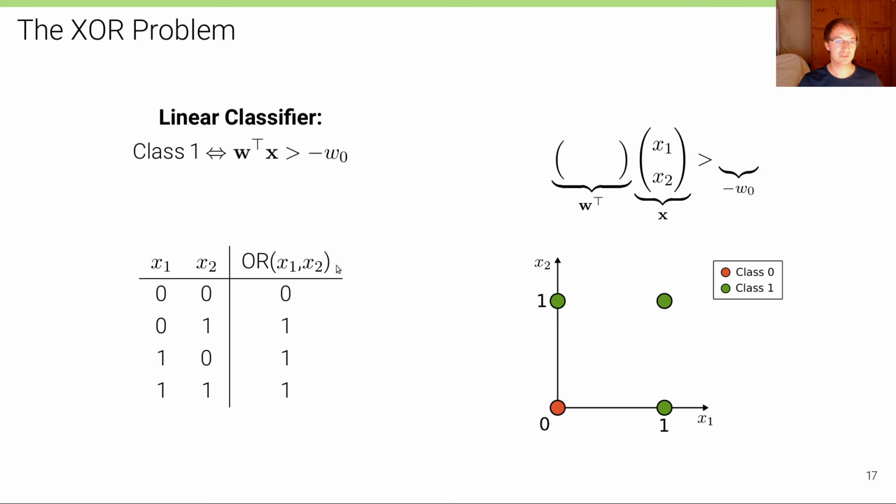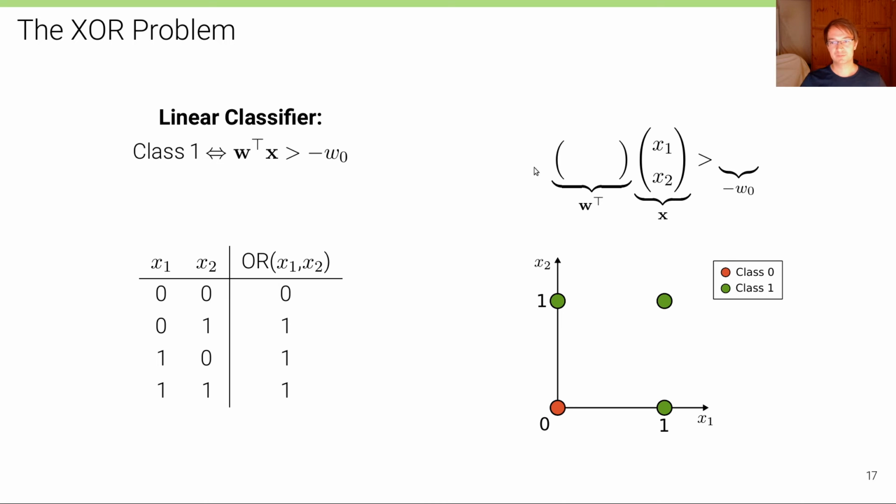And if we consider the OR operation, this is what the output should be. 0 and 0 maps to 0, and if either x1 or x2 is 1, we obtain a 1 as an output. This is the simple definition of the logical OR operator. Now the question is, how do we choose our 3 parameters, which are the elements of W and W0, such that we can implement this OR operator with this classifier here? Is it even possible?